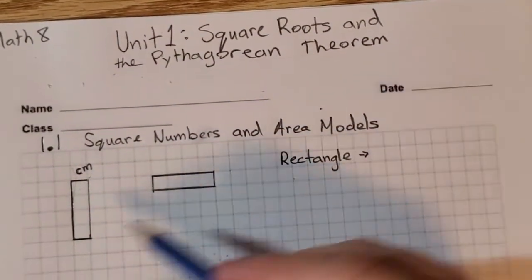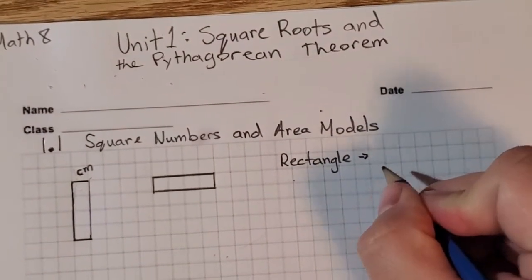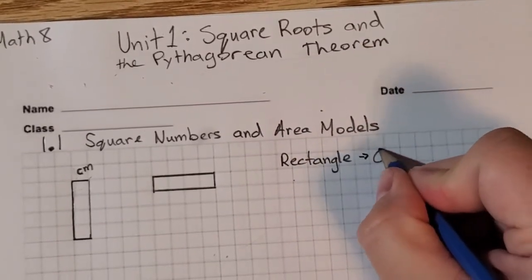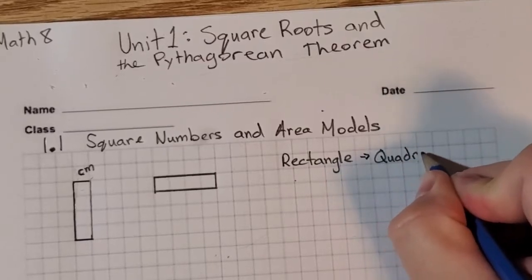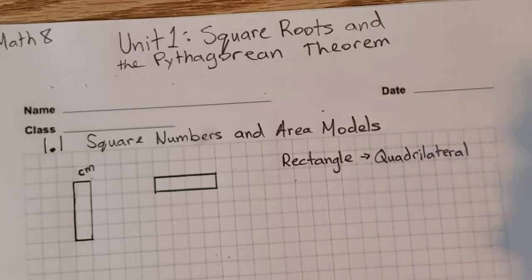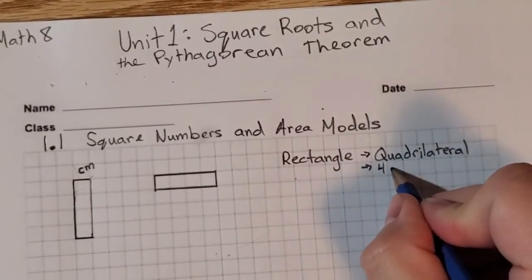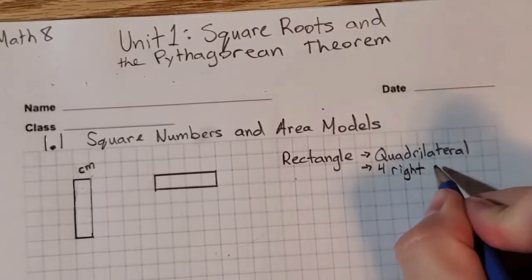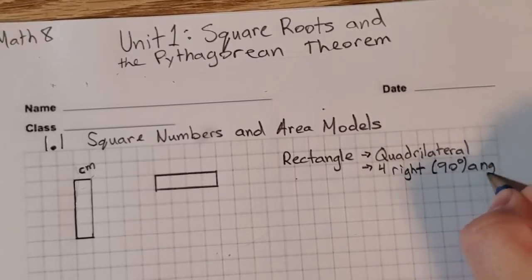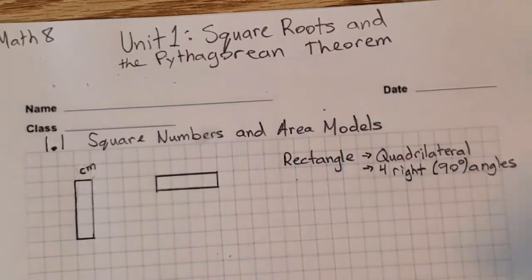So right here we have two rectangles, and we remember that there are two things that make a rectangle. They have to have both. First is that they are a quadrilateral. And second, that they have four right angles, 90-degree angles. Both of these things need to be true for something to be a rectangle.